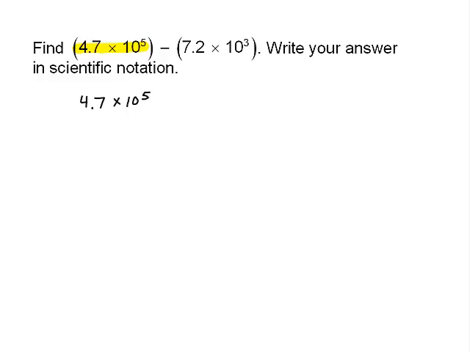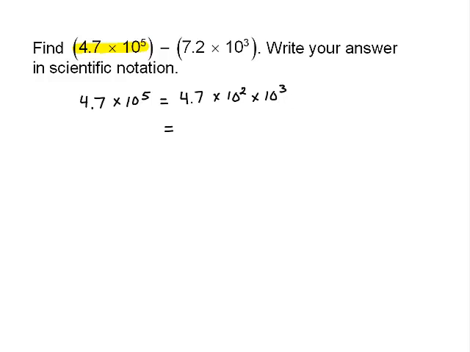We want to rewrite this number so that it has the same power of 10 as 7 and 2/10 times 10 to the 3rd. So we keep the factor 4 and 7/10, and then we want to rewrite 10 to the 5th as 10 to the 2nd times 10 to the 3rd. We can do this because of the product of powers property. We have the same base 10, and when we add the exponents 2 and 3, we get 5.